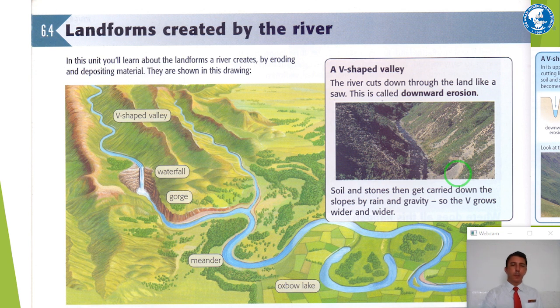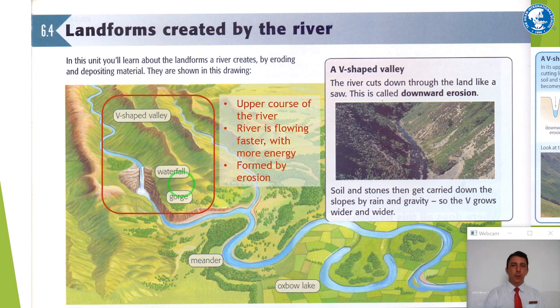So, this is from page 86 in your book. So we're going to see how these landforms are created. They're created by erosion and deposition. And we'll start up here in the mountains and we see the V-shaped valley. Next is the waterfall and then the gorge. So all of these features are from the upper course of the river, near the mouth. Up here the river is flowing faster through the mountains, so it has more energy, and these are formed by erosion.